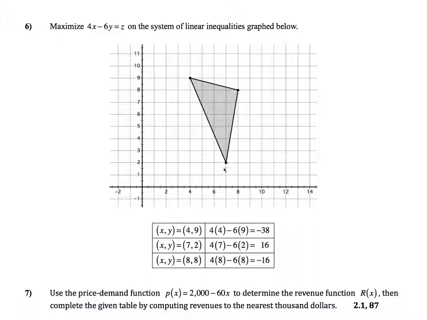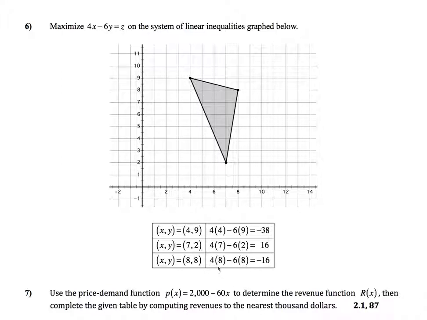Then this point here has an x value of 7 and a y value of 2. So x, y is 7, 2. So you plug 7 in for x here and 2 in for y here. And that's 28 minus 12, or 16, positive 16. Then our last point is x is 8, y is 8. So it's 8, 8. So we plug 8 in for x here and 8 in for y here.